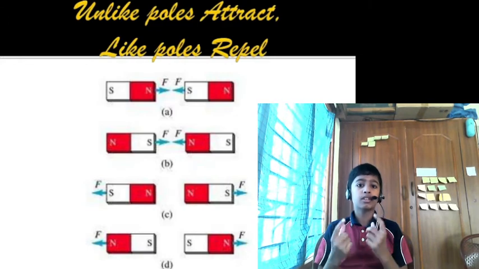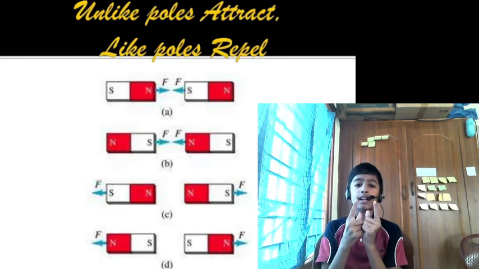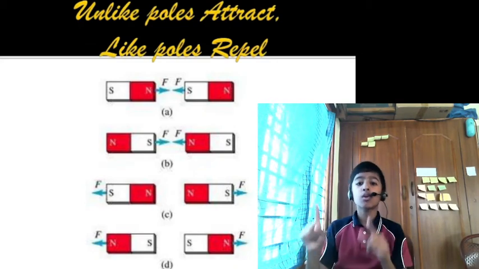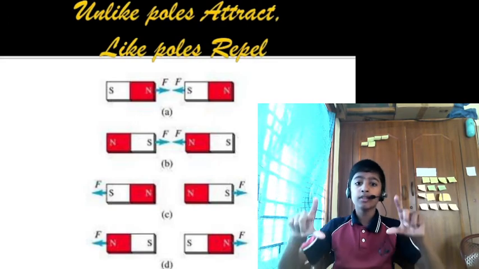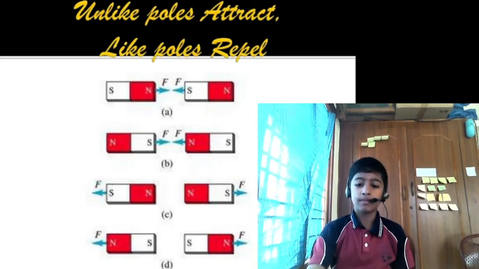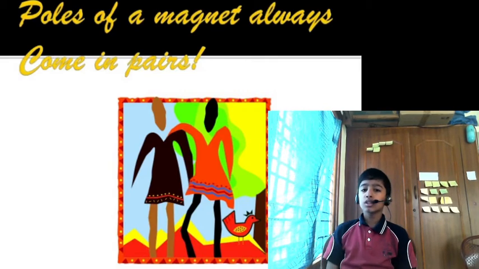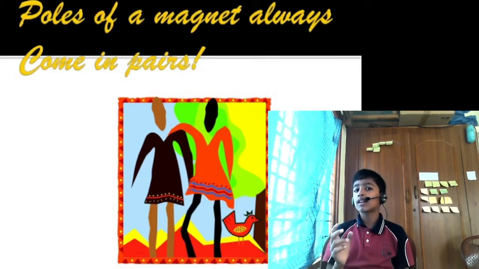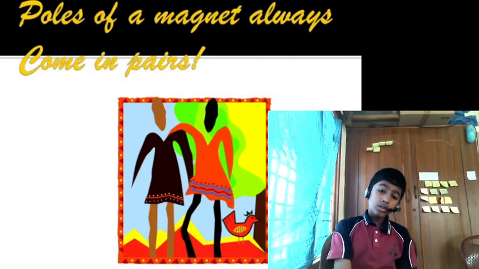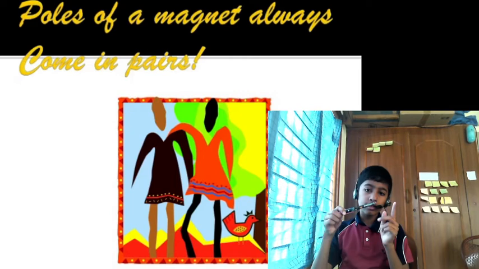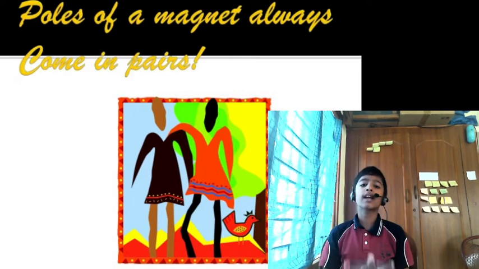They are not the same. So north and south, south and north, they are unlike poles, so they get attracted. And like poles are north and north because they are the same, and south and south, they are also the same, so they will repel. And poles of the magnet always come in pairs. If you take a magnet, that magnet's poles will always come in pairs. Every magnet will have a north and south pole.